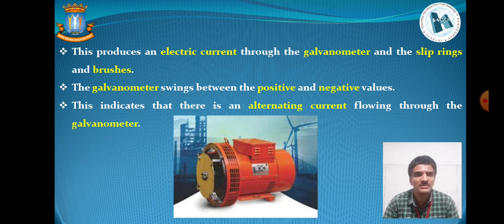The galvanometer swings between the positive and negative values. When the rectangular armature rotates about the south pole, it will give you a positive value. The galvanometer will have a positive reading, and when the continuously rotating rectangular armature approaches the north pole, at that time the galvanometer will have negative values, that means a negative reading. This indicates that there is an alternating current flowing through the galvanometer.